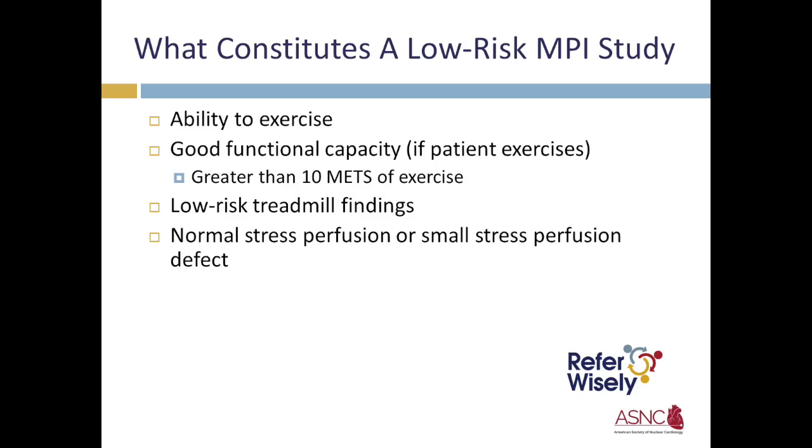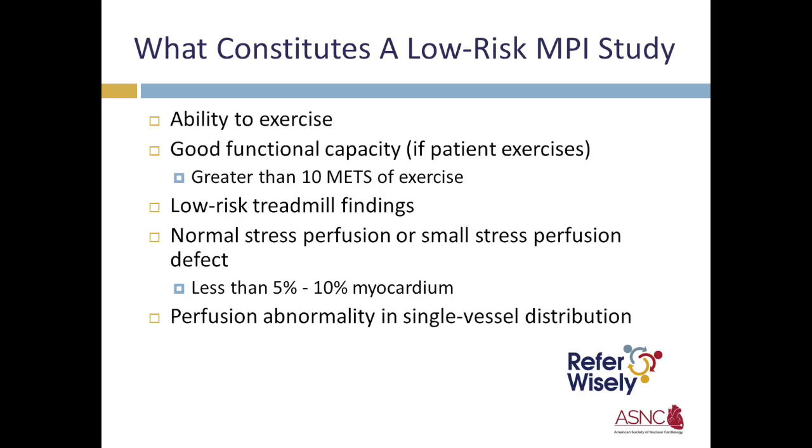With respect to the perfusion imaging, normal stress perfusion or a small stress perfusion defect, less than 5 to 10% of the myocardium, is associated with low risk. Perfusion abnormalities limited to a single vessel distribution are also associated with low risk. Lack of transient ischemic dilatation is also a low-risk finding.